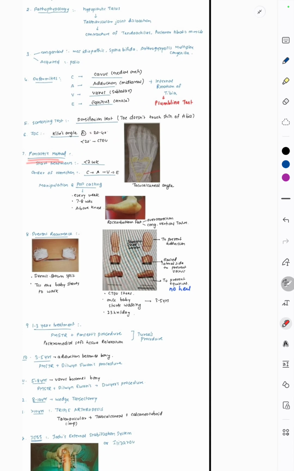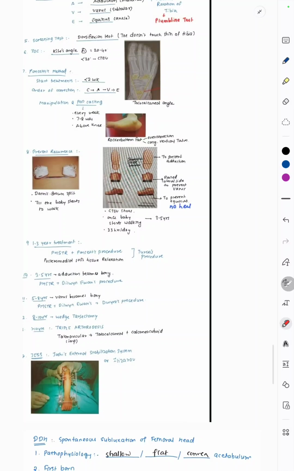Ponseti's method is used for the management, where we have to start the management from 2 weeks itself. The order of correction is in the CAVE order, and we manipulate using a POP cast every week. We have to manipulate it for 7 to 8 weeks, with a new POP cast each time. If there's overcorrection, that will lead to rocker bottom foot, where a congenital vertical talus is present. To prevent the recurrence, Denis Browne splint is used, till the baby starts to walk.